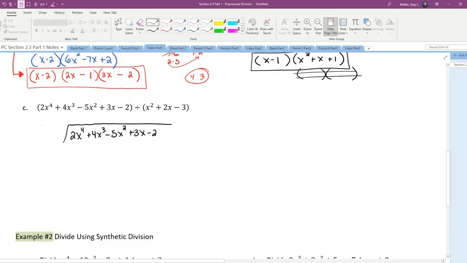No missing terms in the divisor either. Okay, so I need to multiply by a 2 to get a 2 and an x squared, giving me 2x to the 4th plus 4x cubed minus 6x squared. I'm going to subtract, so I'm going to change my signs.